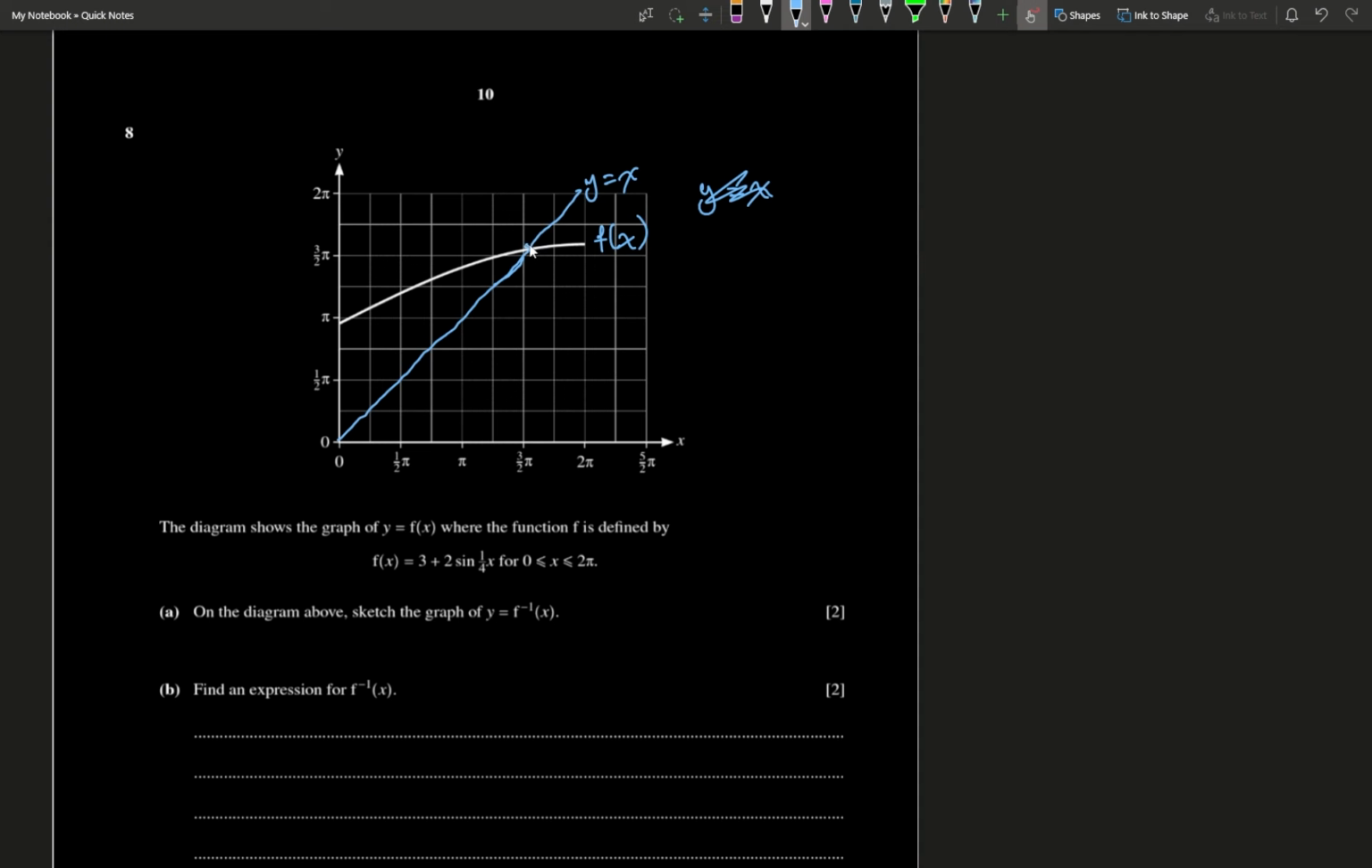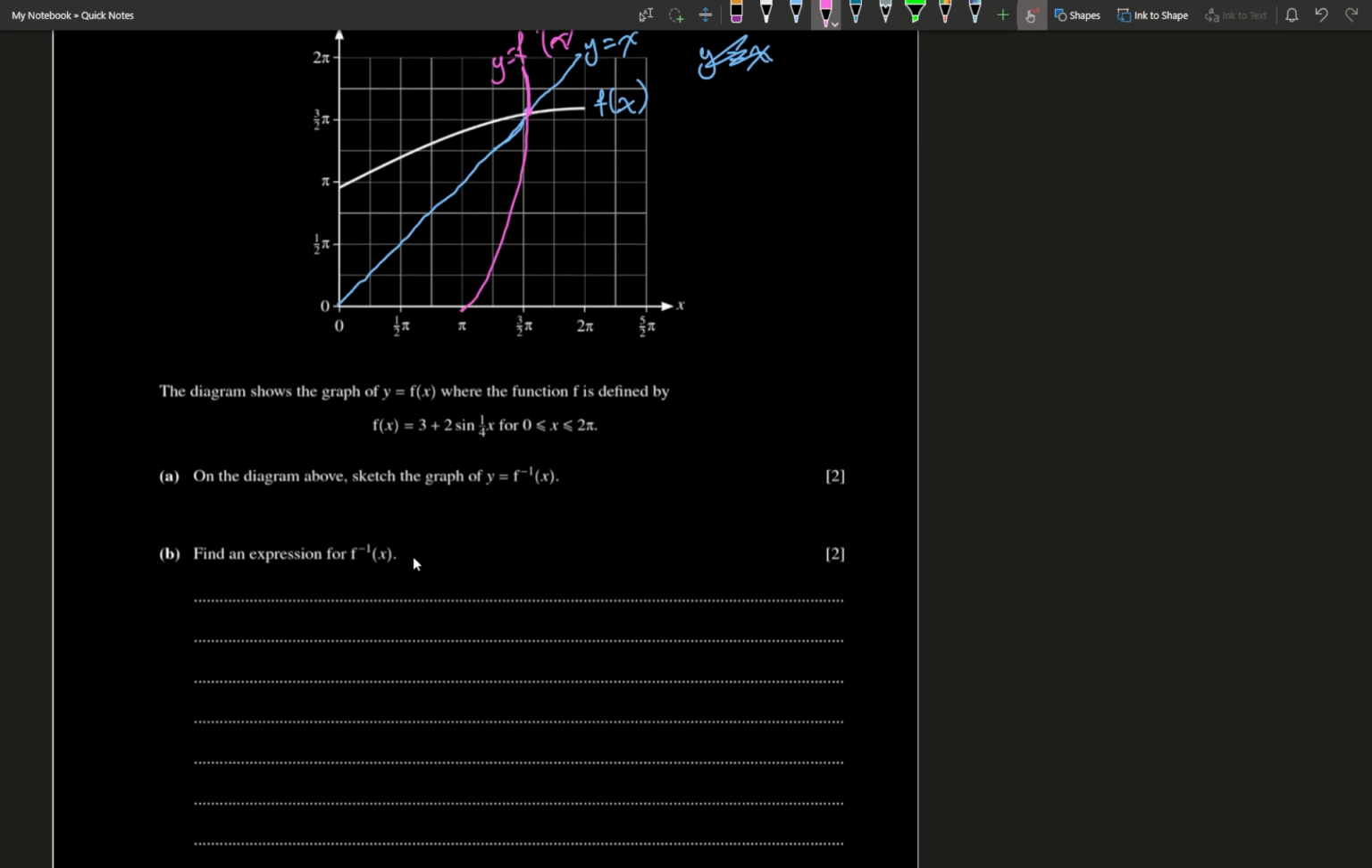Okay, your reflected function will look something like this. You simply swap the domain and the range. So the domain of f of x becomes the range of f inverse, and the range of f of x becomes the domain of f inverse. Okay, that is y is equal to f inverse. And when you finish, erase y is equal to x.